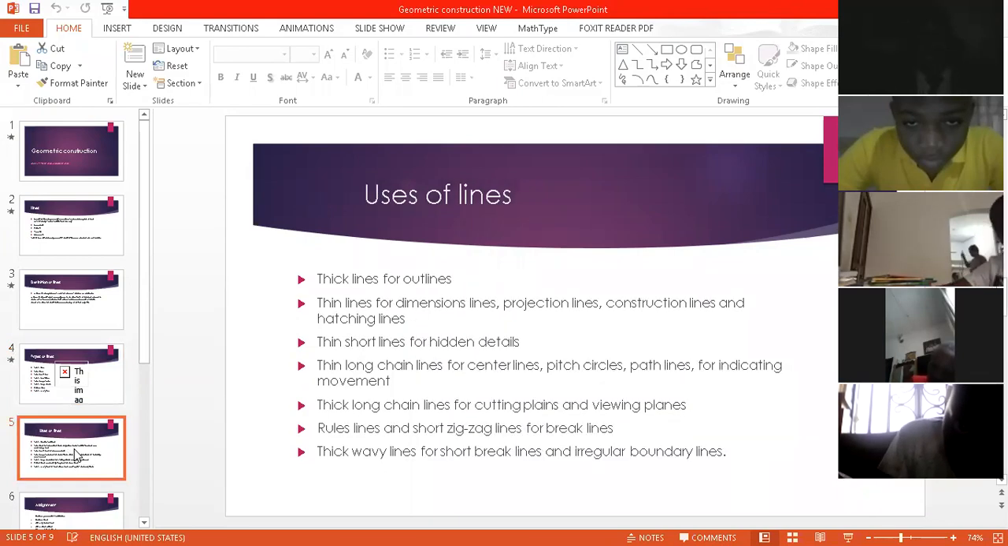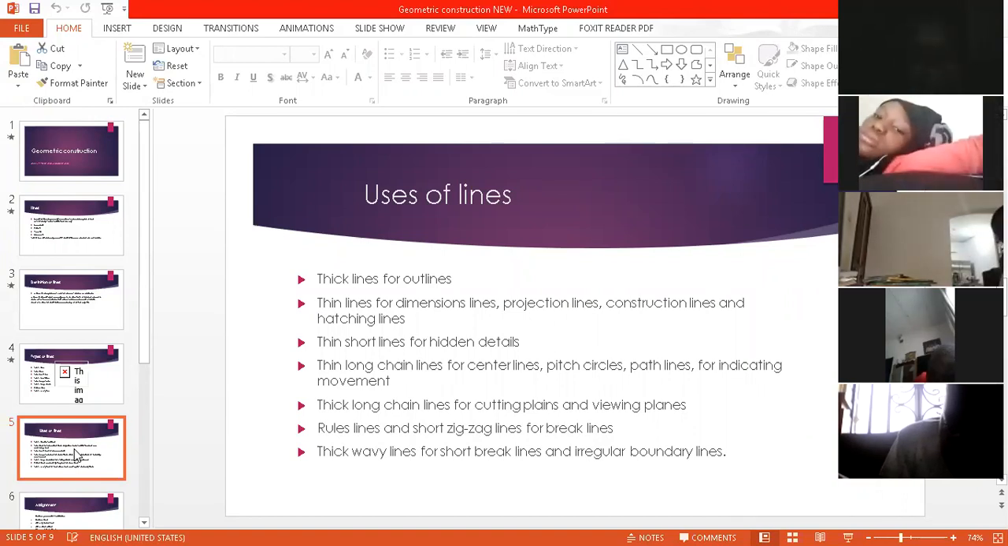Now, let's go to the uses of lines. Fatima Akali, what is it? Draw a straight line, then a curve, then a straight line, a curve, then a straight line again. That's what I asked you to do. Very good. Yes, Demola, very good. Yes, so uses of lines. You have known these different types of line. Then let us see their uses.